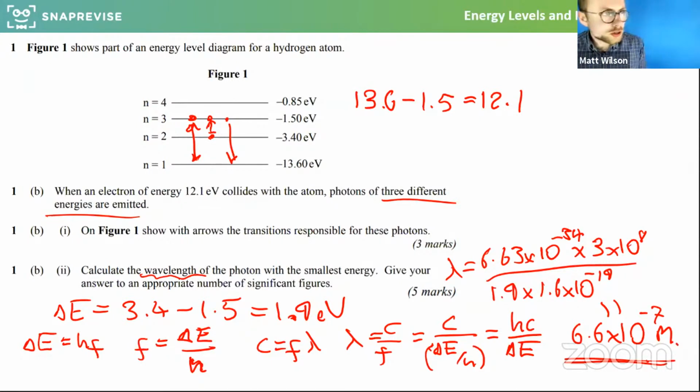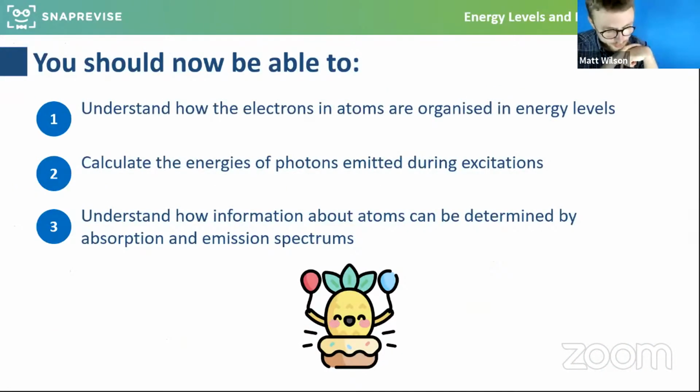Good. So there's a lot going on in the last one. There's a few more conversions and so on. Okay, so to round off the lesson, you should now be able to understand how electrons in atoms are organized into energy levels. You should be able to calculate the energies of photons emitted by excitations and then the frequencies and the wavelengths. And you should understand a bit about these experimental procedures where we figure out what a substance is made of by looking at its absorption spectra or its emission spectra.